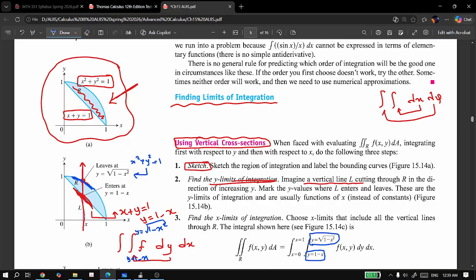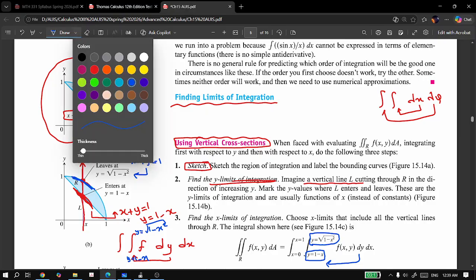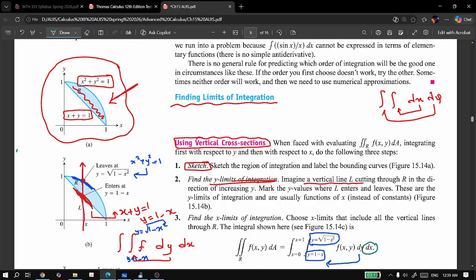So now we found the limits of integration for y, the inner integral. Now we want to find the limits of integration for x, the outer integral. How do we find the limits of integration for x? When we see the region that we have here, on the x-axis, it runs from where to where? It starts at that point and runs to 1. So the limit of integration will be from 0 to 1, as shown here. That's how we find the limits of integration when the order of integration is dy dx.